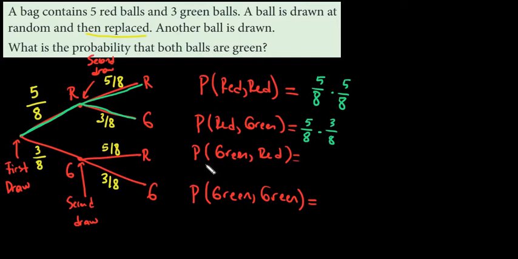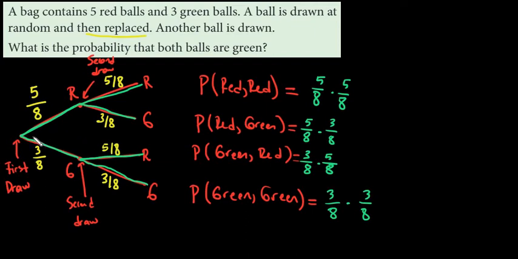The probability of getting a green ball in the first, and then red. So that's going to be 3 over 8 times 5 over 8. And go ahead and tell me, please, what is the probability of getting green and green? In the first, we want to get a green ball. It is 3 over 8 times, in the second, we want to get also a green ball. So it is 3 over 8.